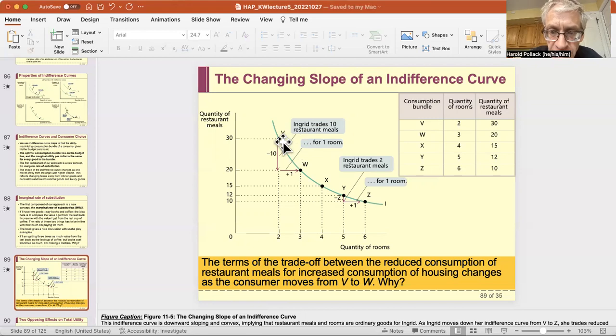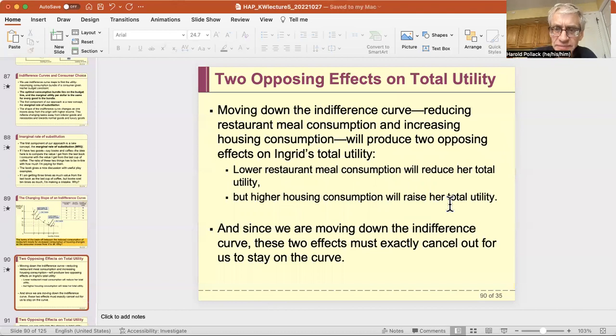So this convex shape here is reflecting the declining marginal utility of the goods. As this curve gets more vertical up here, I'm just not willing to trade off much to get another restaurant meal. Down here, I'm not willing to trade off much to get another room. Okay. So moving down the indifference curves produces 2 offsetting effects. And if you're on the same indifference curve, they must exactly cancel out. That's really what this slide is saying. Okay.